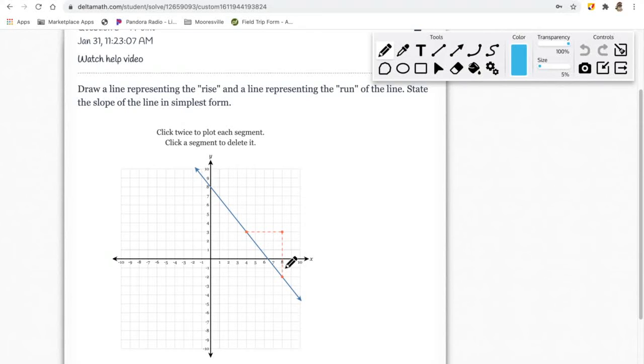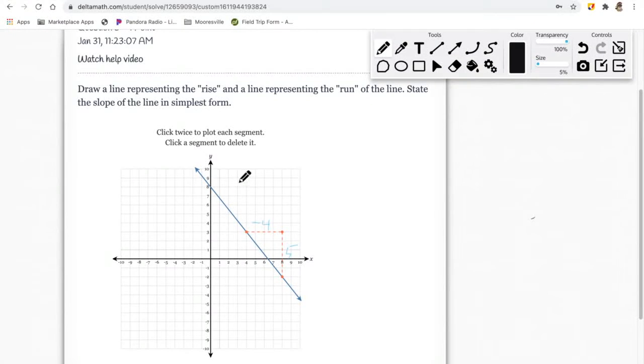So this is 1, 2, 3, 4, 5. I went up 5. And I went left 1, 2, 3, 4. Left 4. Now we need to pay attention to the sign. If I go up 5, that's a positive 5. But when I go left 4, that's a negative 4. So they've asked me to find the rise and the run. If I'm doing rise over run, I would have a 5 over negative 4. So my slope is 5 over negative 4.